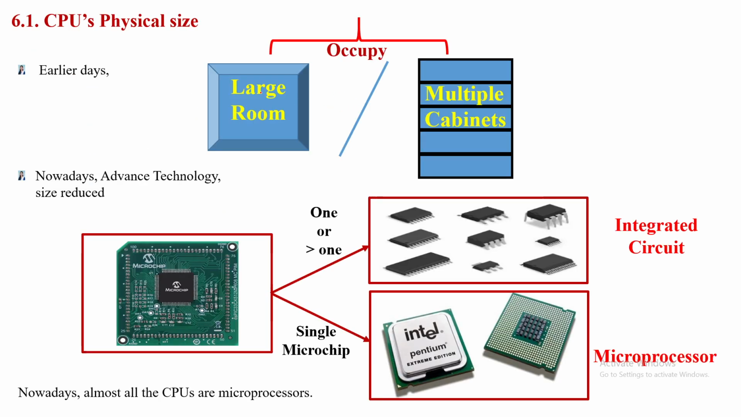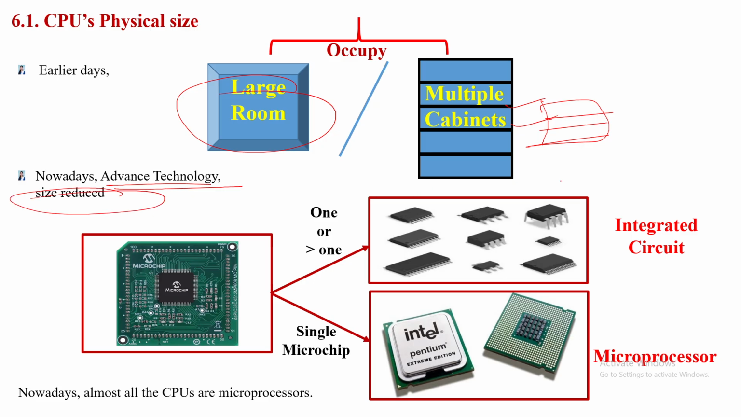So physical size: in earlier days, CPU occupied a large room. Then afterwards it came to multiple cabinets like this. Okay, then also it will take this space. Nowadays advanced technology has come, so that's why size is reduced. So it starts from the first generation.